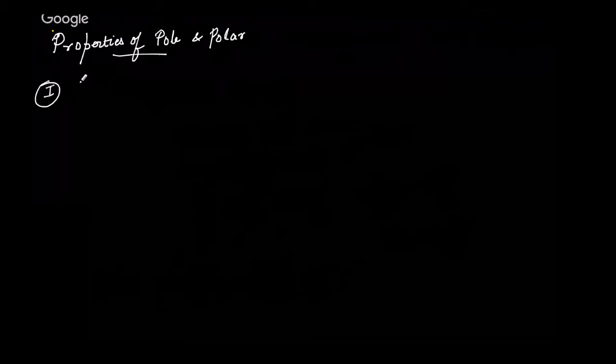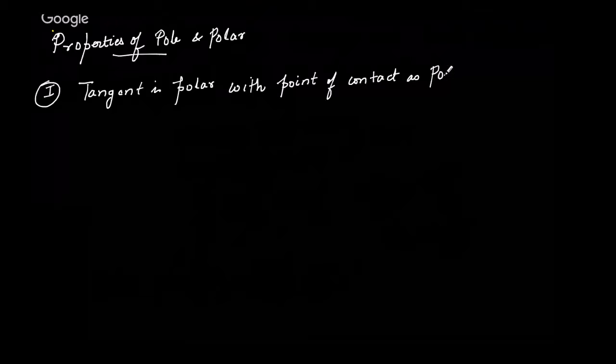So basically, tangent is the polar with point of contact as the pole. Okay, so this is the very first property you should all know.